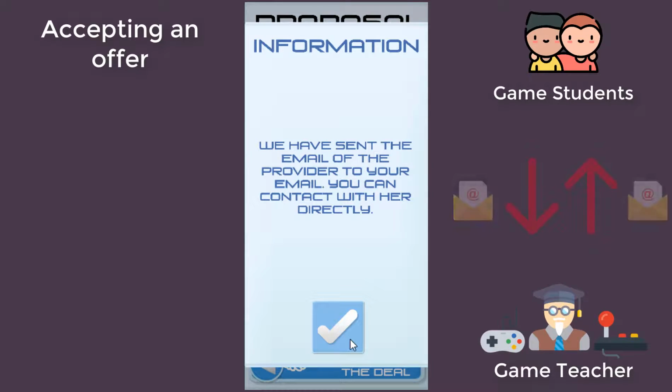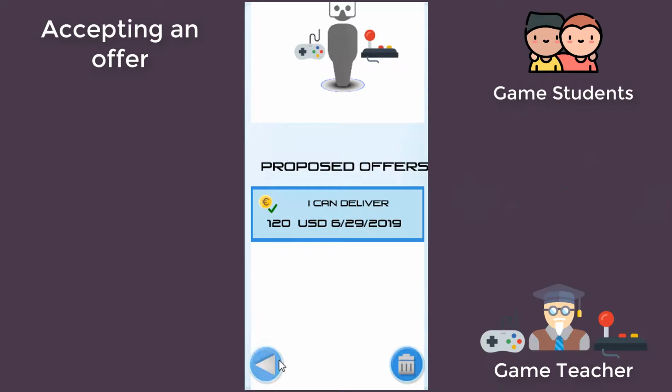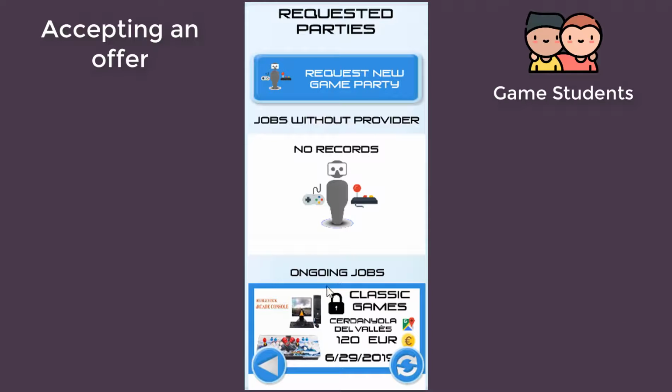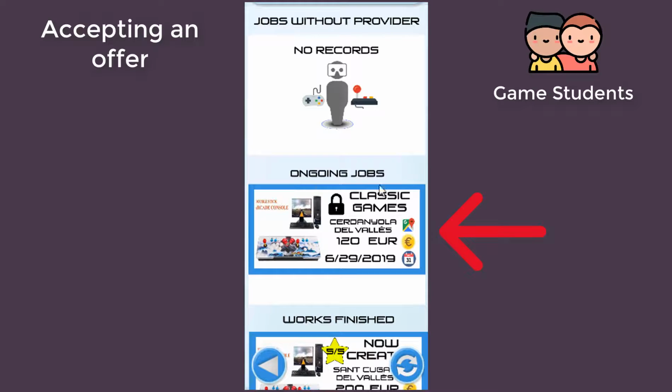When the deal is closed, the emails between the teacher and the students are exchanged in order for them to complete the service. Then, the request is moved to the list of ongoing jobs until the teacher uploads pictures verifying its completion.